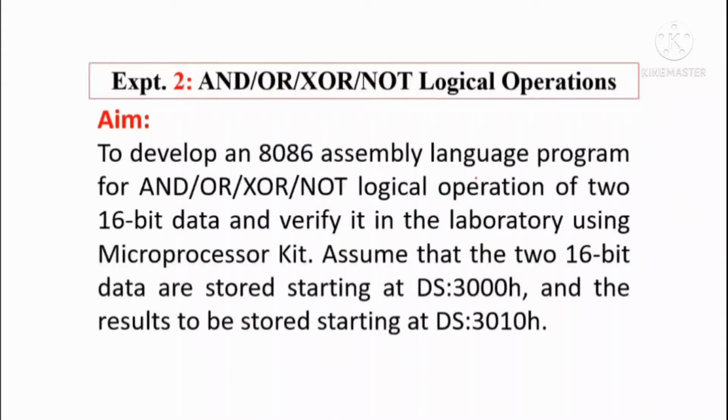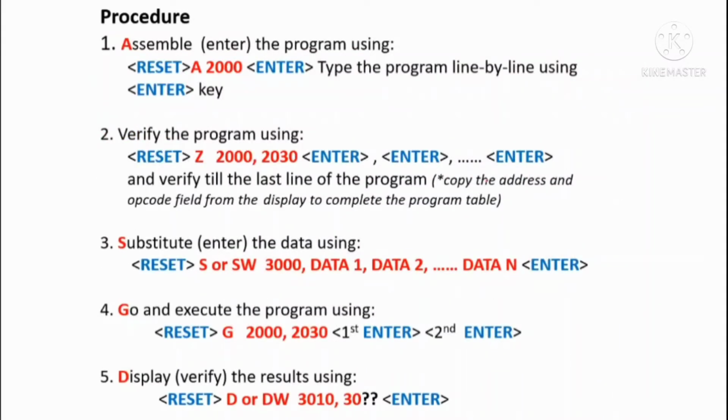Experiment number 2, AND, OR, XOR, NOT logical operations. The aim of the experiment is to develop an 8086 assembly language program for AND, OR, XOR, NOT logical operations of two 16-bit data and verify it in the laboratory using the given microprocessor kit. We assume that the two 16-bit data are stored starting at 3000H and the results to be stored starting at 3010H. So the procedure is same as that of all other experiments.